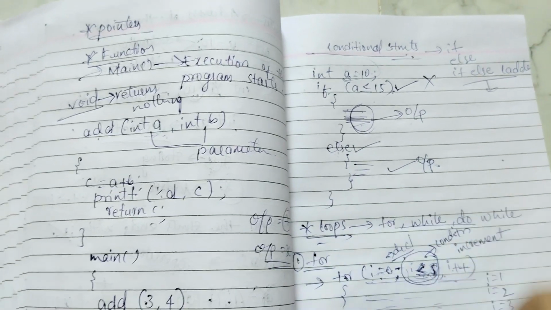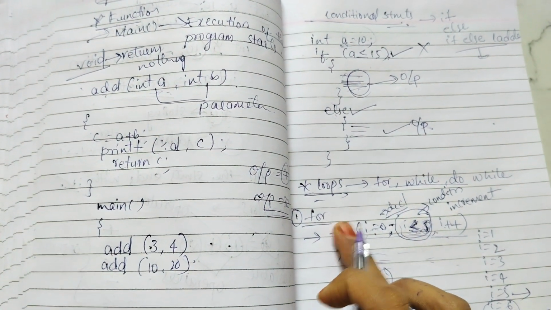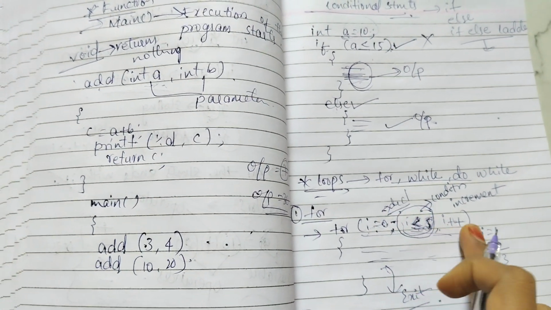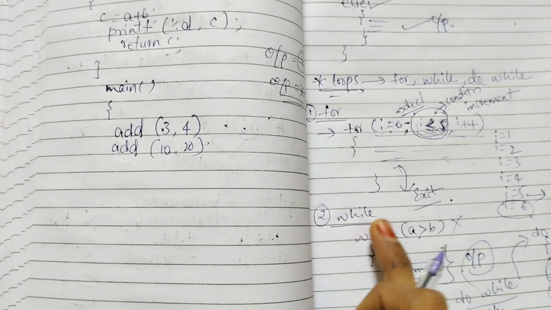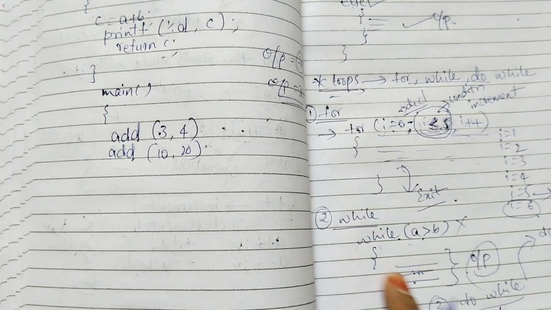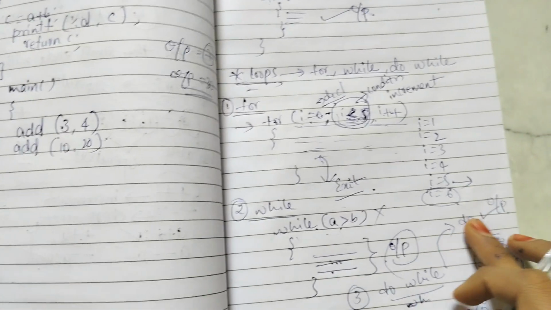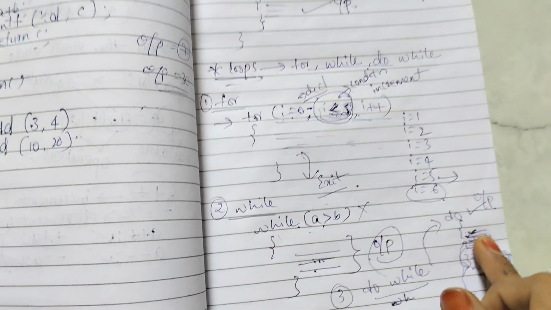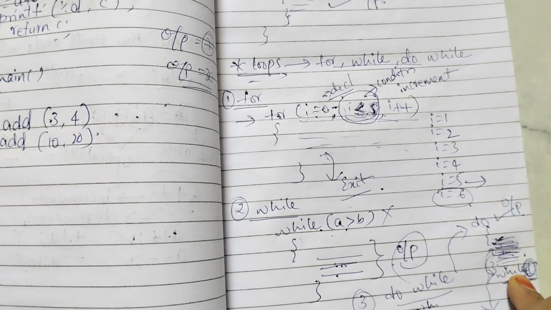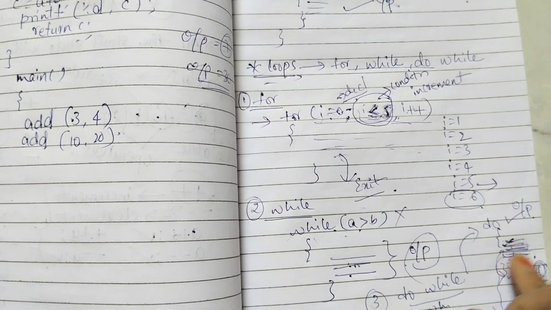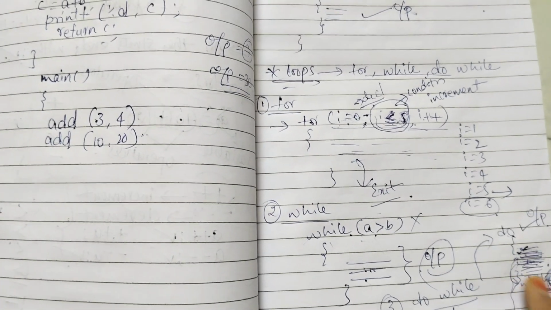And we have loops: for loop, while loop and do while loop. For loop, it will check the condition, and based on that it will keep on incrementing. And while loop, it will check the condition, and based on that only it will loop. It will give the output also. In do while loop, it will execute at least once, because it will check the condition later at the end. That's why at least once it will execute that code and give the output, even if the statement is false.